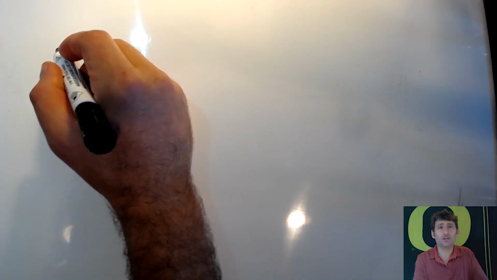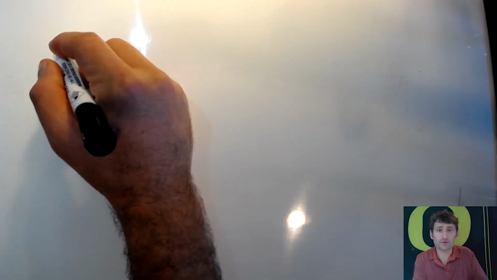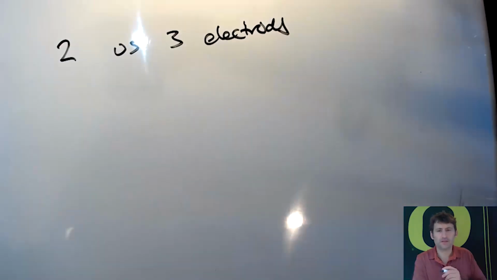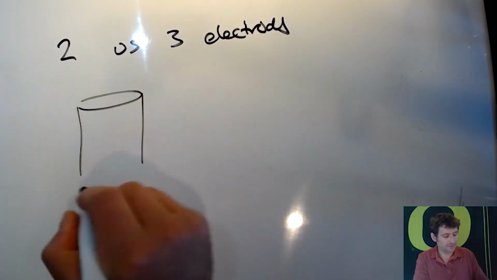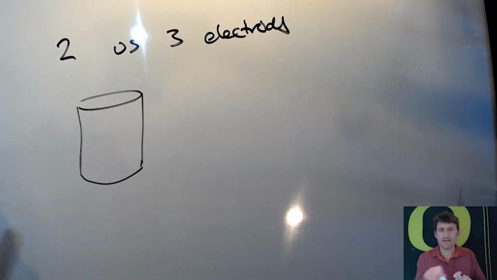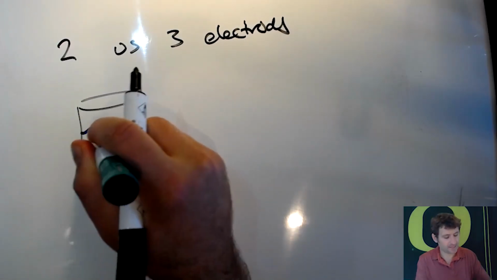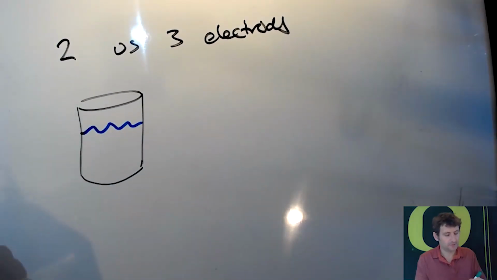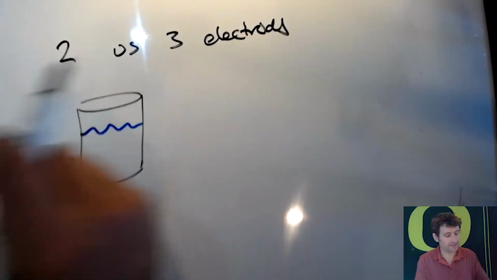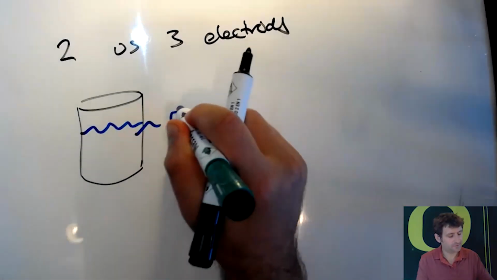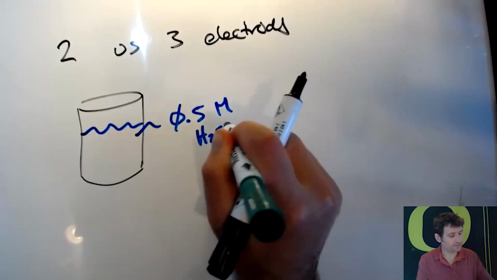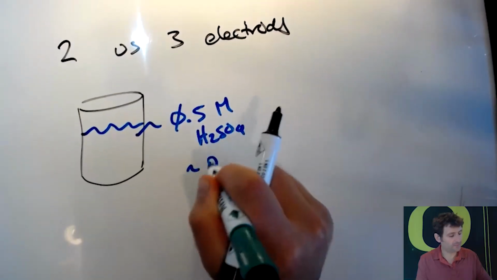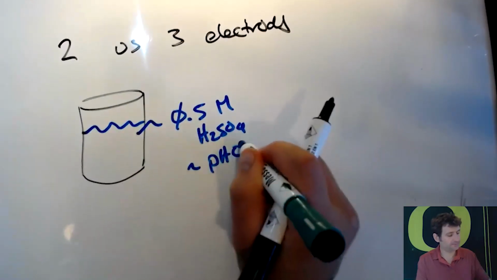Now let's think about a 2-electrode versus a 3-electrode measurement. Let's take the simplest cell we could imagine. Imagine I have my beaker here, and I put some electrolyte in it. Let's say the electrolyte is 0.5 molar H2SO4, so it's about pH 0, okay?